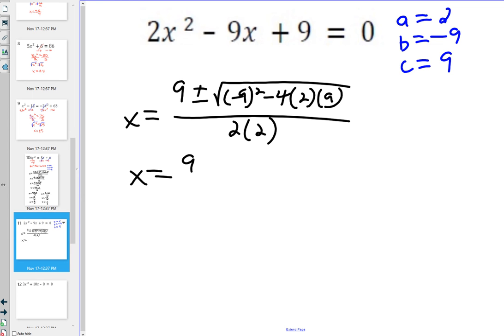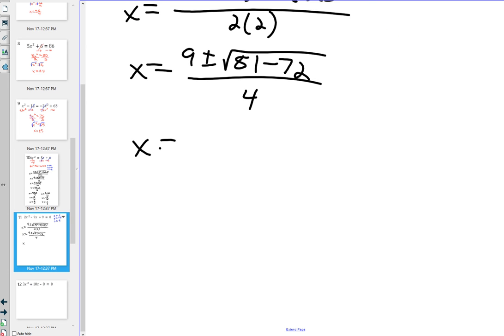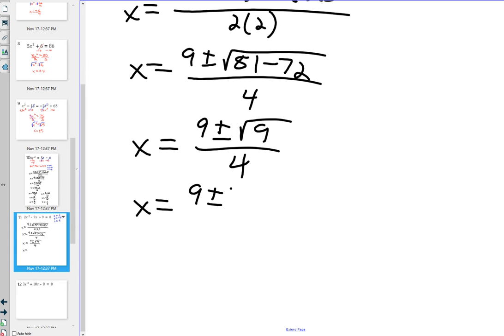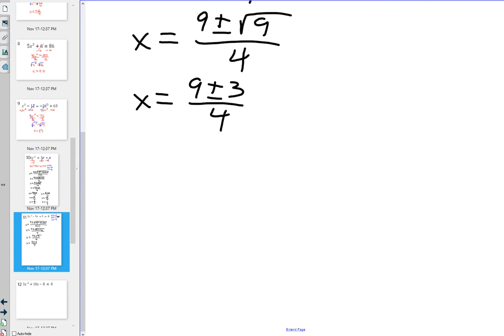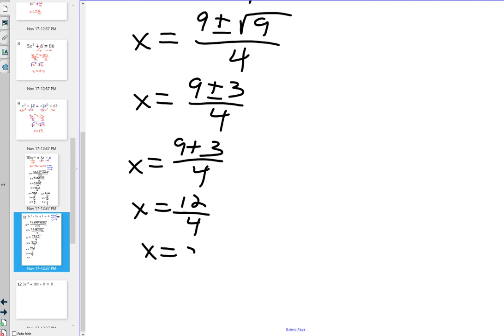X is equal to 9 plus or minus the square root of 81 minus 72 over 4. I'm so happy because 81 minus 72 is 9, and 9 is a perfect square. Nico, what's the square root of 9? Get the man, Nico. So we get 9 plus or minus 3 over 4. Split it. That's 9 plus 3 over 4, which is 12 over 4, which is 3.